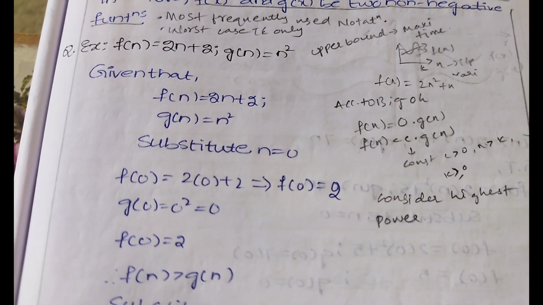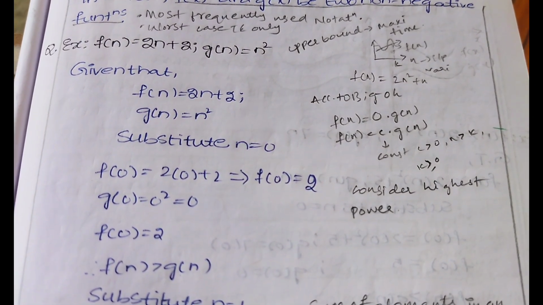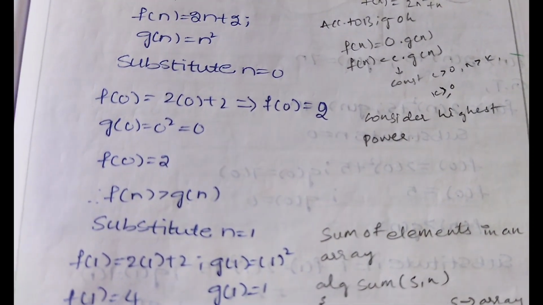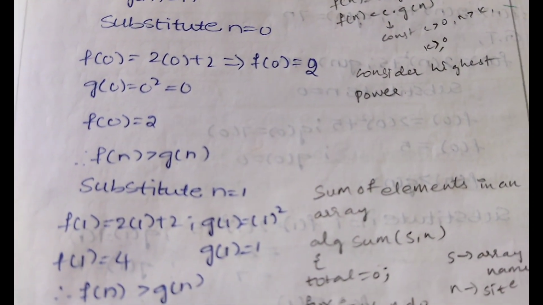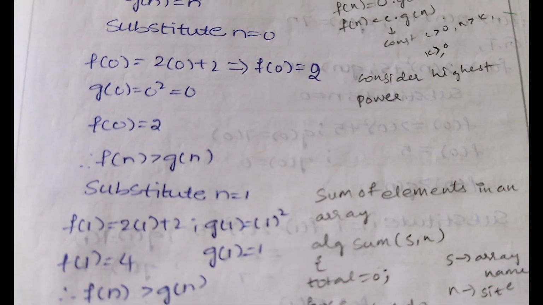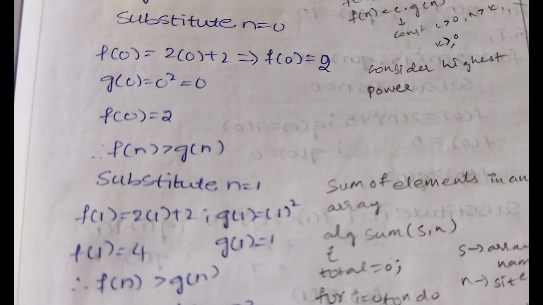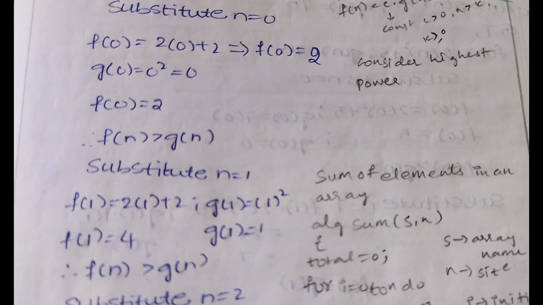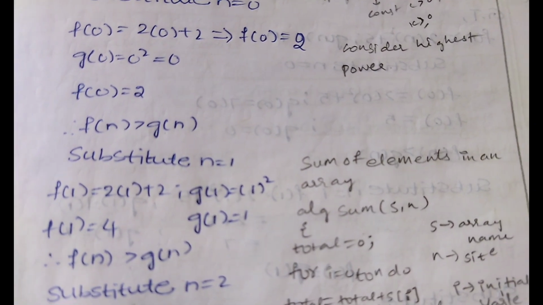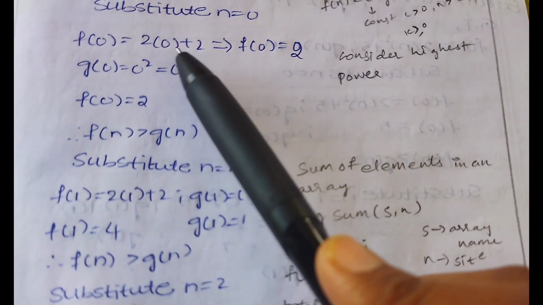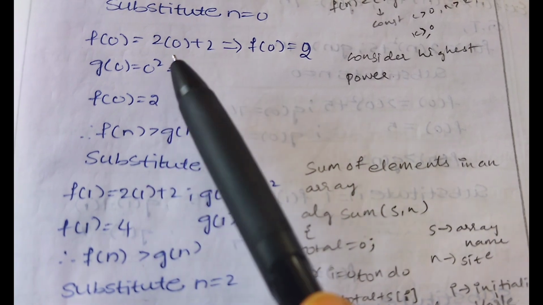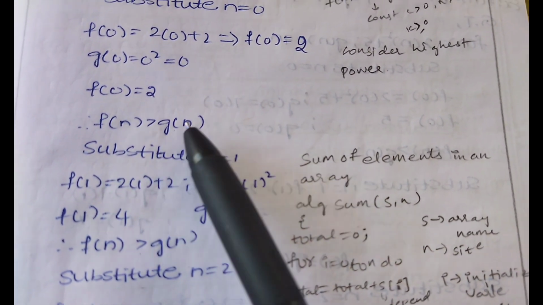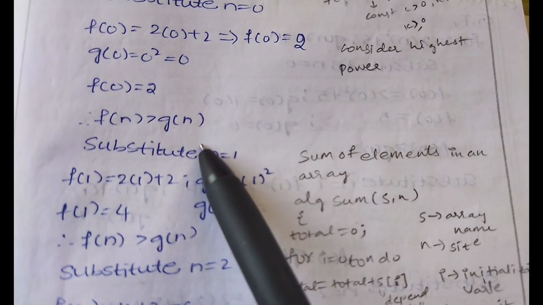f of n equals 2n plus 2, g of n equals n square. First we need to write the given information and substitute n equals 0. Then f of 0 equals 2 times 0 plus 2, which is 0 plus 2, so f of 0 equals 2. g of 0 equals n square, and here n is 0, so 0 square is 0. f of 0 is 2, g of 0 is 0. f of n is greater than g of n, 2 is greater than 0.